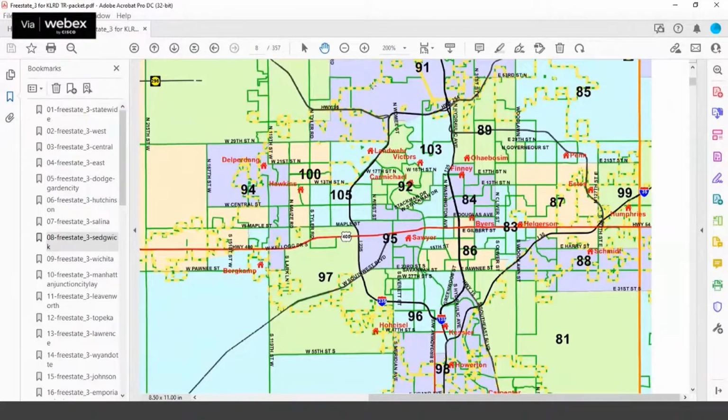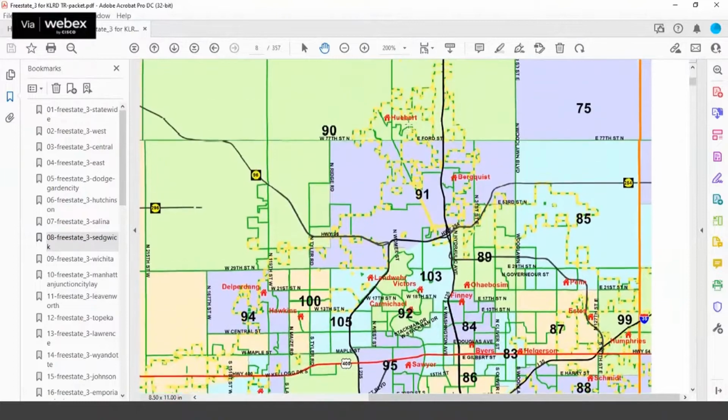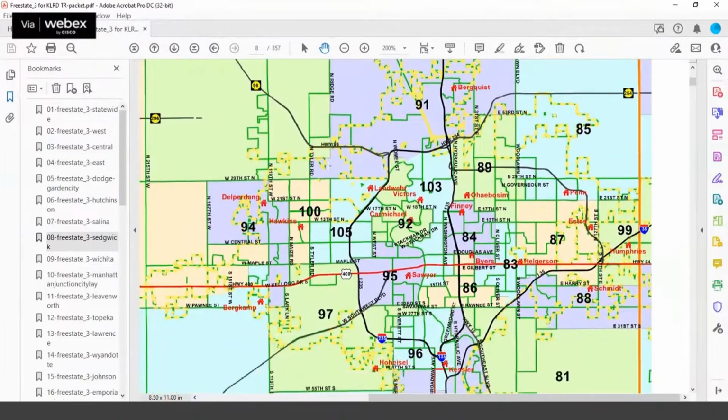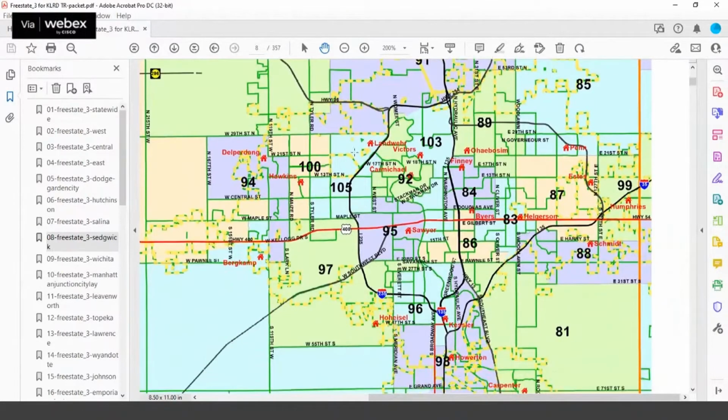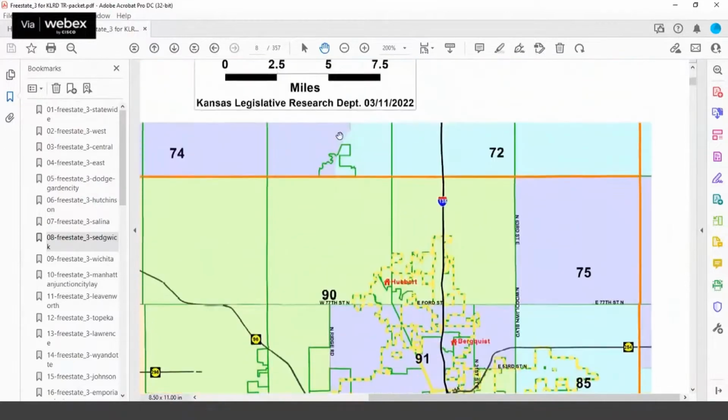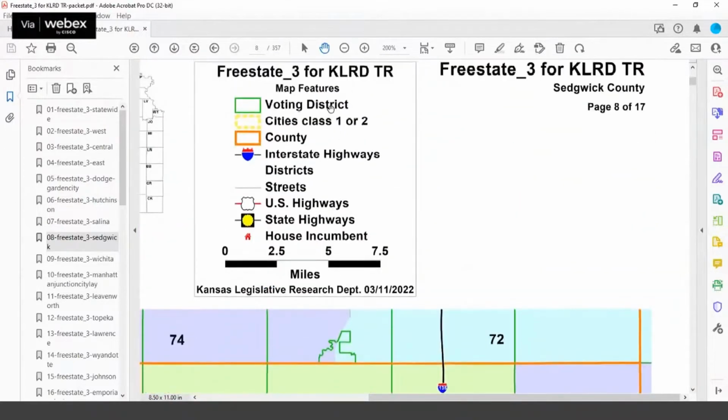Yeah, thank you, Mr. Chair. On the line up here, a couple of questions: the yellow line with the dotted green in it, what does that represent? Thank you, Representative. So it looks like it's the city boundary of Wichita. Some of these green lines, I'm not sure if they're county lines. I guess we can look at the key here. So those are voting district lines, but then the city boundaries are those yellow checked lines.